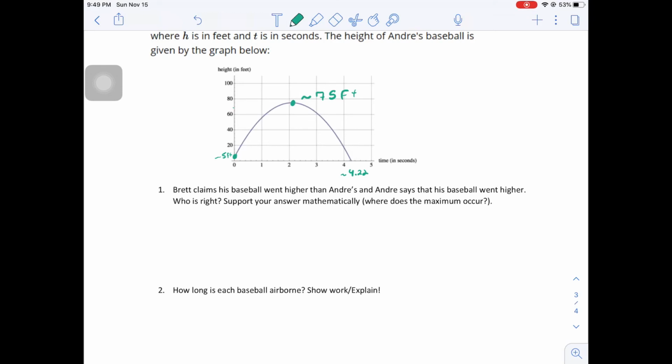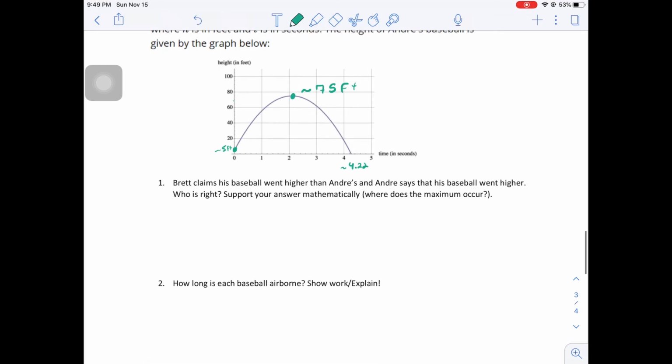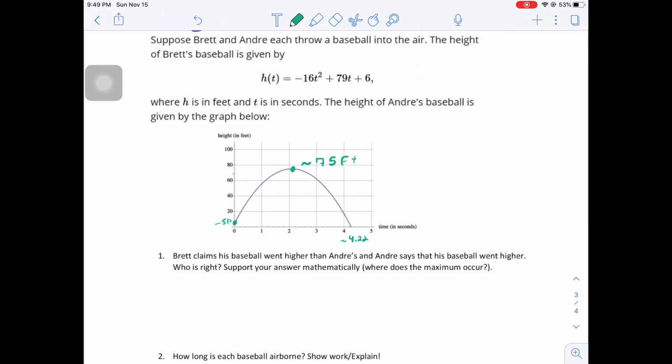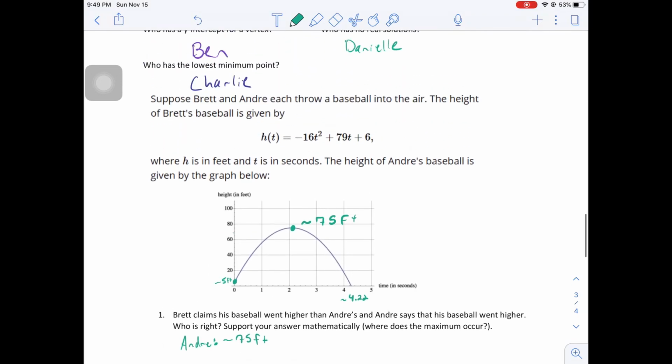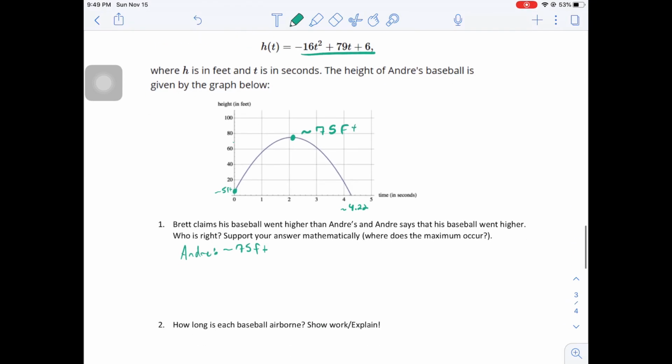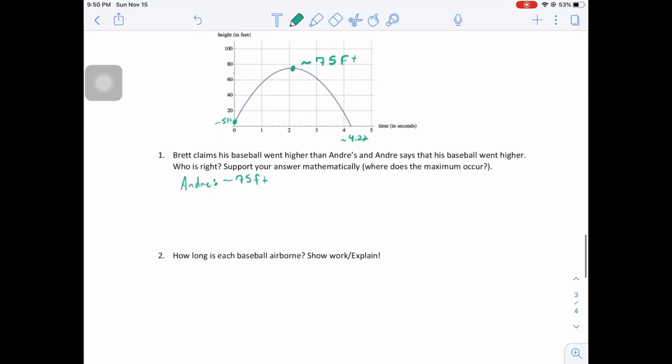Brett claims his baseball went higher than Andre's, and Andre says that his baseball went higher. Who is right? Support your answer mathematically. Well, graphically is Andre's representation, so we know Andre is about 75 feet. How can we do Brett's? Brett, we have this equation. The maximum height would be at the vertex, so negative b over 2a. Negative b is negative 79 divided by 2a, which would be 2 times negative 16.